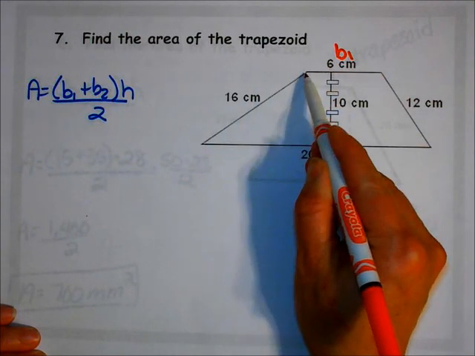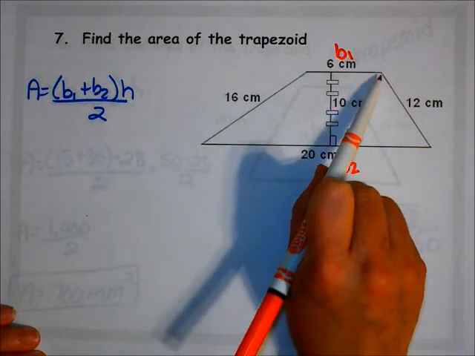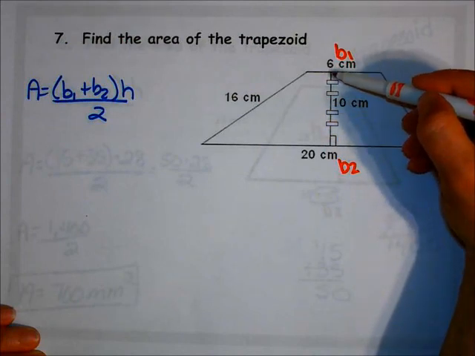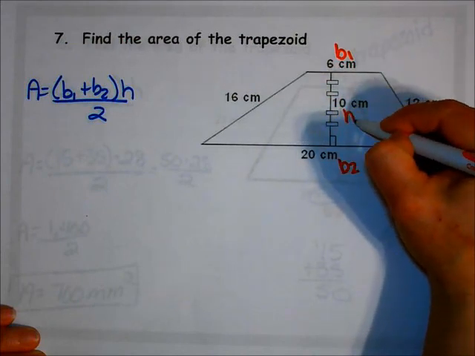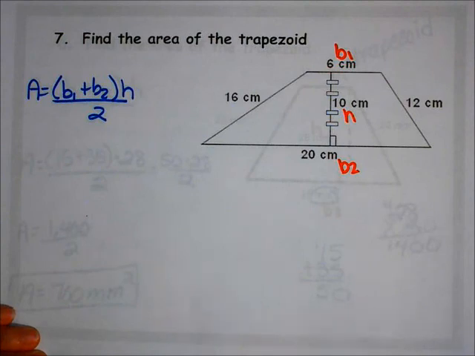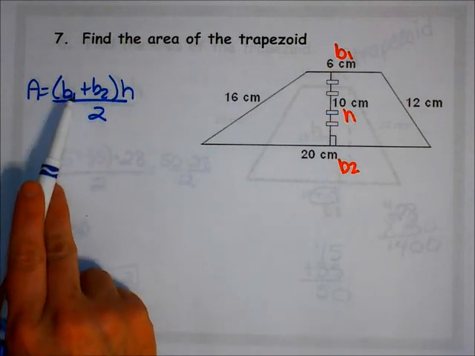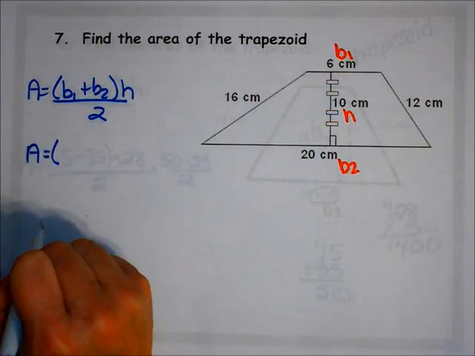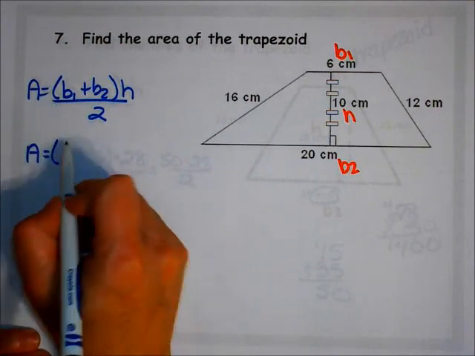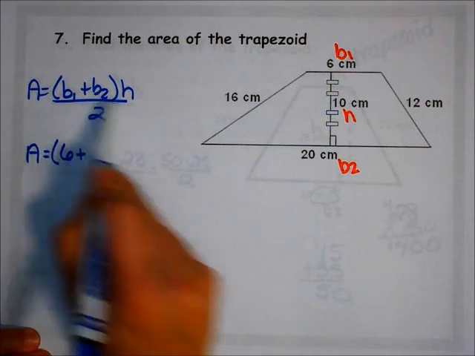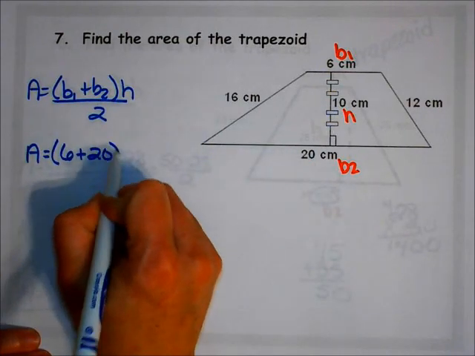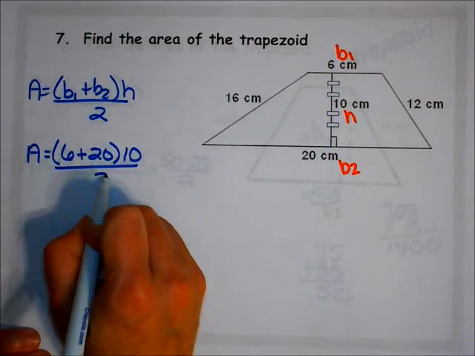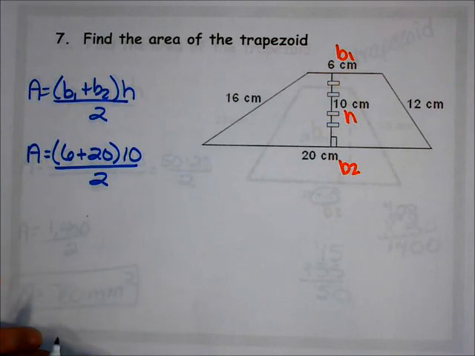And my height is where it's standing up tall and straight. Notice the line that's 16 is not standing up tall and straight. The line that is 12 is not standing up tall and straight. But the line that is 10 is standing up tall and straight. So that's going to be our height. So now let's plug our numbers into our formula. So A equals, in parentheses, base 1 is 6, plus base 2 is 20, times the height, which is 10, and then don't forget to divide by 2.